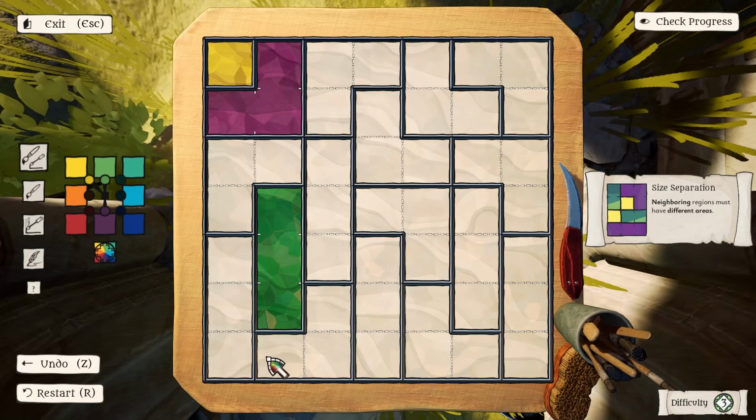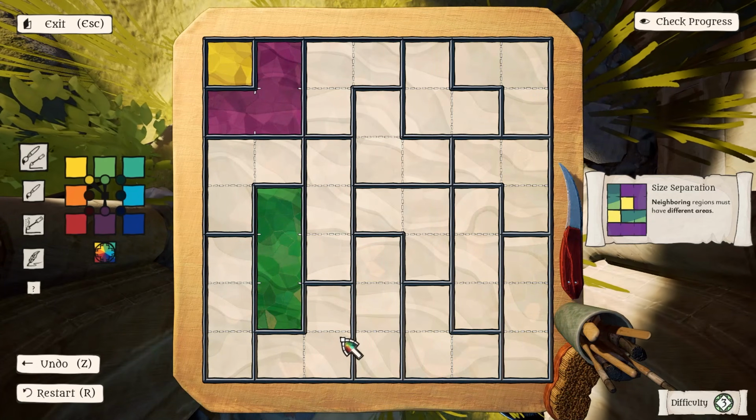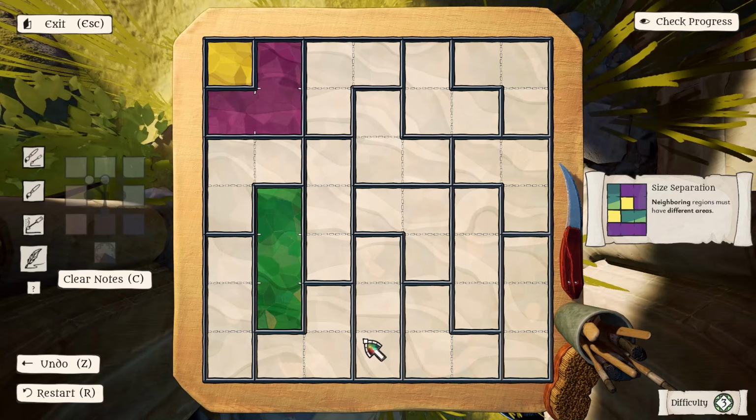Either way, 2, 1. What am I saying? Either way, 2, 1 or 1, 2. This is part of a 2, so this can't be part of a 2. It could be a 1 or it could be a 3. Maybe I should be writing these things down. 1 or 3. That's not a third. That's 1 or 3.